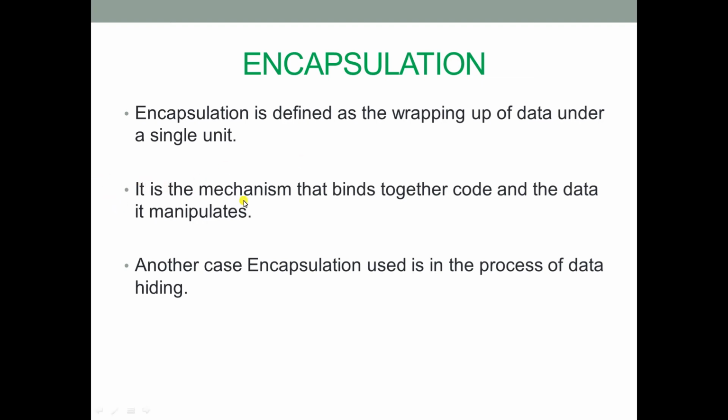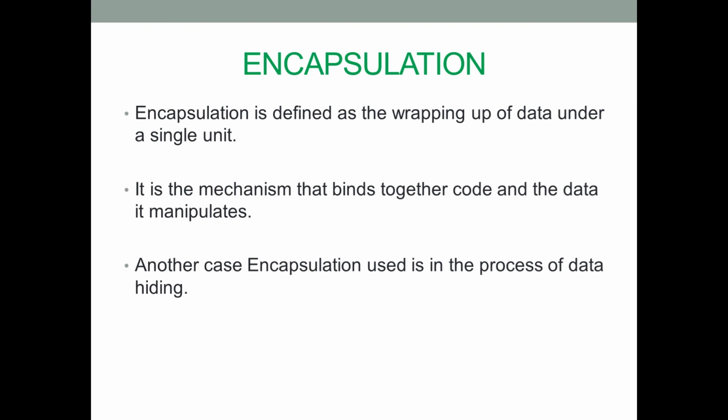It's a mechanism that binds together code and the data it manipulates, so that we can make this class accessible to that class only. This can also be made possible by using access specifiers, which are mainly used in encapsulation for data hiding. Data hiding means binding the data or properties of a class with the functions of that class itself, so that it cannot be accessed by other classes. That is where data hiding is enabled in that particular class, and this is possible only through access specifiers.